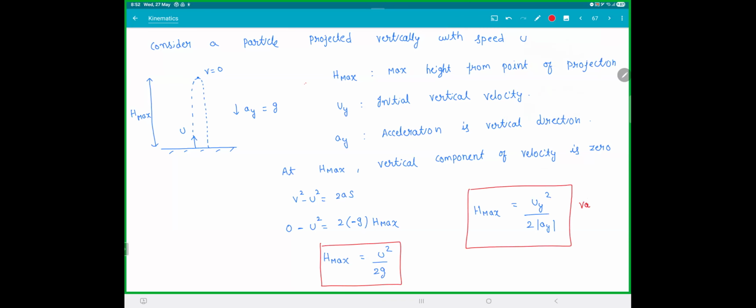Again, remember, this is valid only if ay is constant. Later on, we will see what happens if ay is not constant. We have to integrate. In case you know this, it is fine. If you don't know, you can note it down. That is how you get the formula for maximum height. All clear with this?